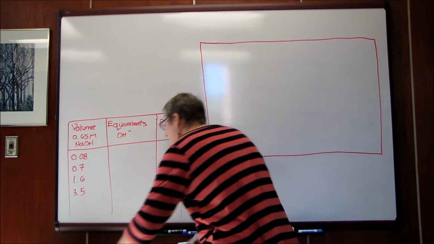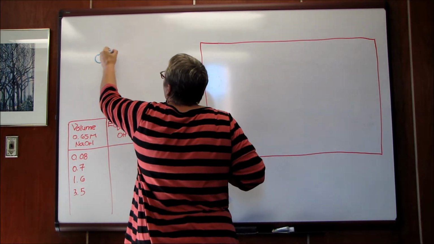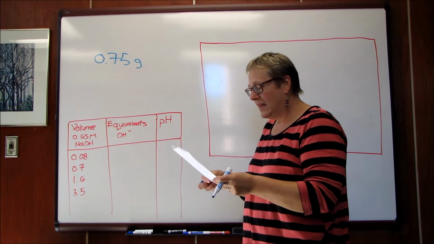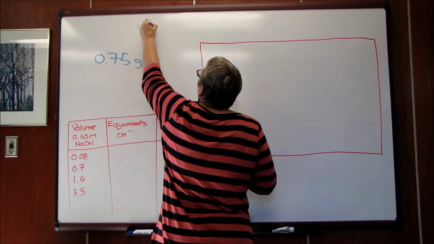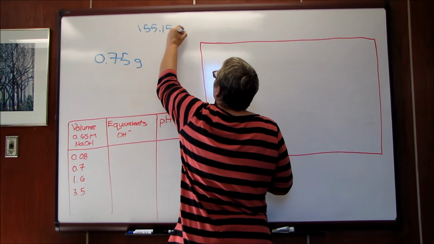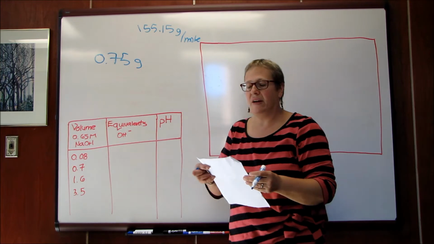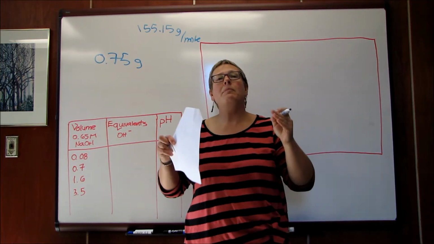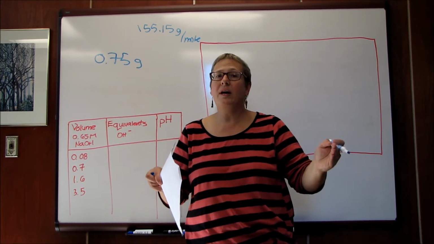So in the example that was given on the test, we had 0.75 grams of our amino acid, and we're told that the molecular weight is 155.15 grams per mole. Okay, and we've put this in a beaker and we've made it up to 75 mils with water. So the first thing we have to figure out is how many moles of the weak acid do we have in the beaker? And that's going to define an equivalent.